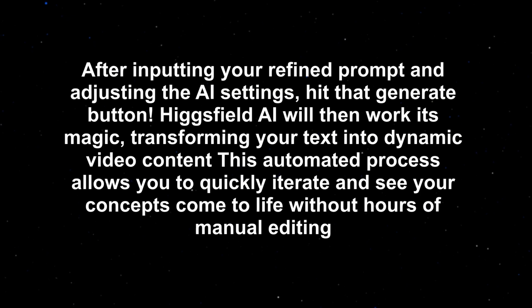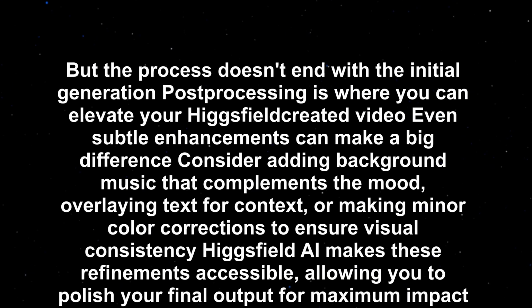After inputting your refined prompt and adjusting the AI settings, hit that generate button. Higgsfield AI will then work its magic, transforming your text into dynamic video content. This automated process allows you to quickly iterate and see your concepts come to life without hours of manual editing. But the process doesn't end with the initial generation.